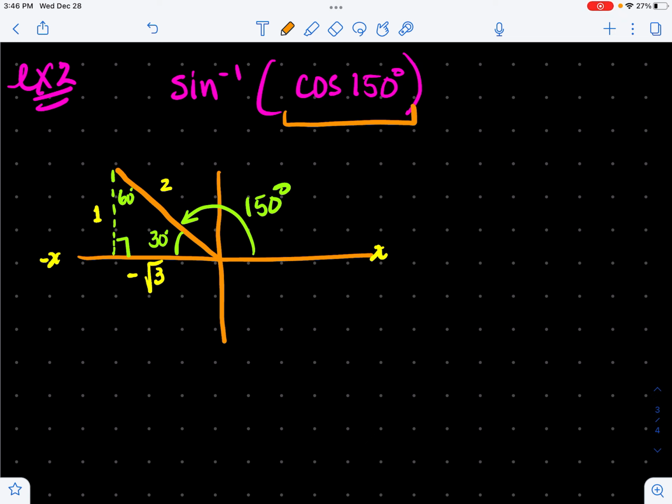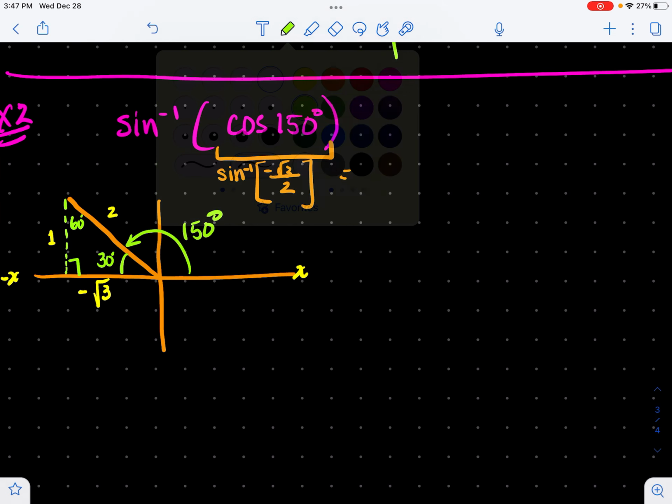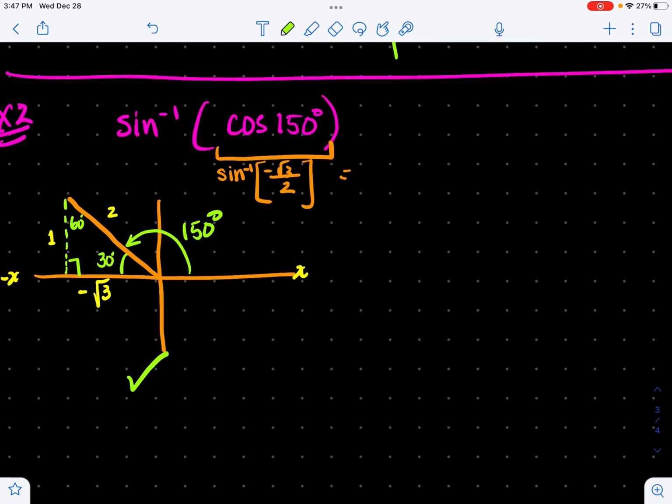And the question was asking for the angle. The cosine of 150 is what now? Adjacent over hypotenuse, right? We got that part, which means the new question is sine inverse of negative root 3 over 2. So we're done with the first setup here. This part has been used already. Now it turns into a separate question. So let me go ahead and find sine inverse of negative root 3 over 2.